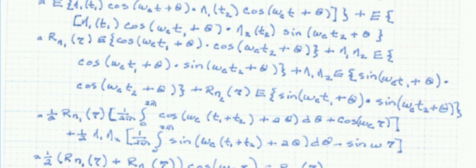Section 3. Here we have RZ at 0 expanded to be 1/2 of Rn1 at 0 plus Rn2 at 0, which is equal to the almost original statement of 1/2 of the expected value of n1 squared of t plus the expected value of n2 squared of t. Thank you.